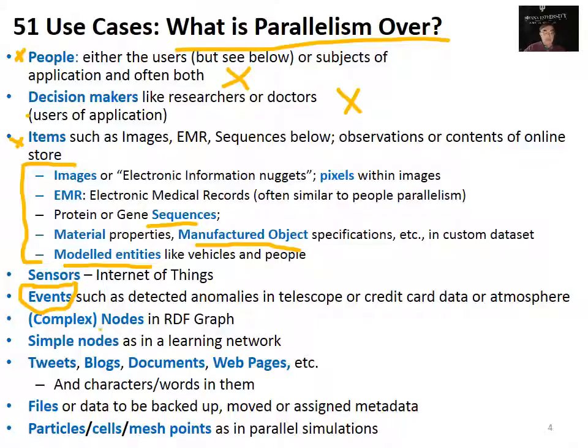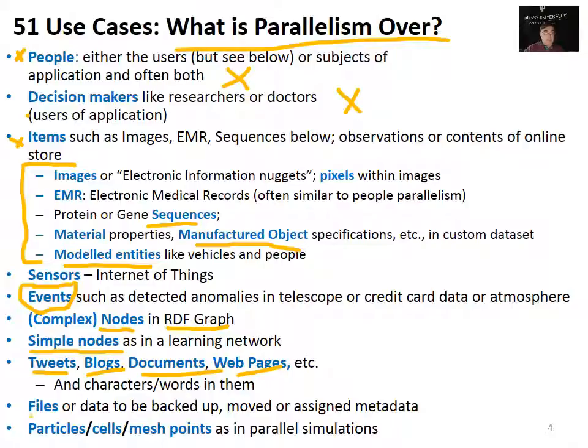Well, we have nodes in a graph, such as the semantic graph coming from the RDF syntax. We have actually learning networks, which have nodes, which tend to be a much more structured, simpler set of nodes. The deep learning is not simple, but the nodes in it are not the same structure as the nodes to say to relate drugs, doctors, and patients. We have parallelism over tweets, blogs, documents, web pages, etc. Very important parallelism. And you also have parallelism over the words and the characters inside those pages.